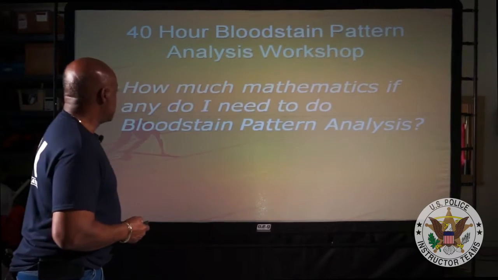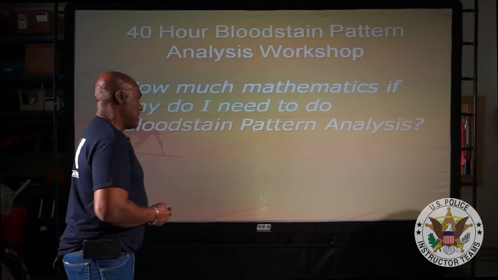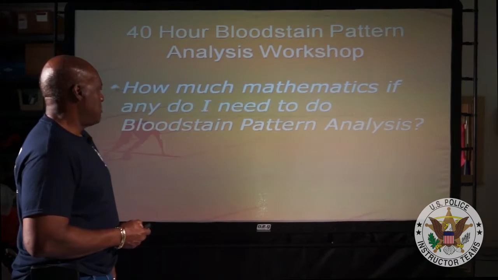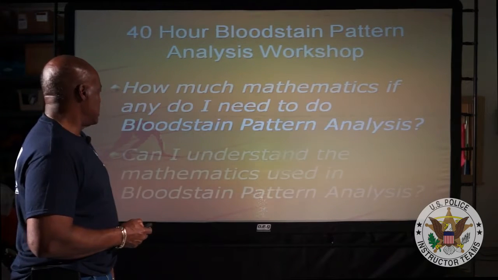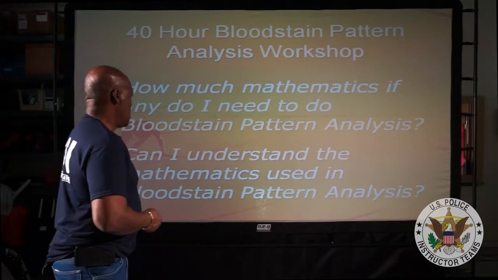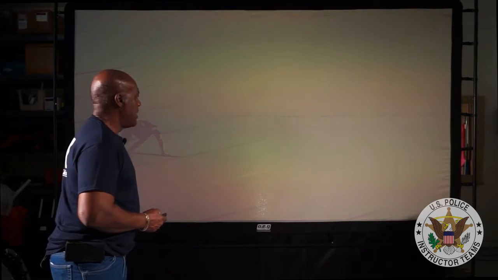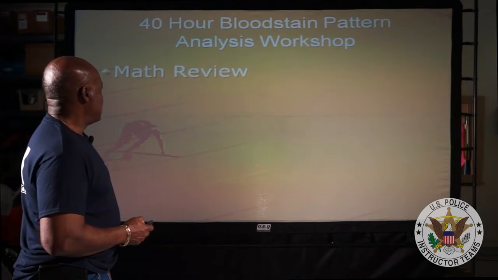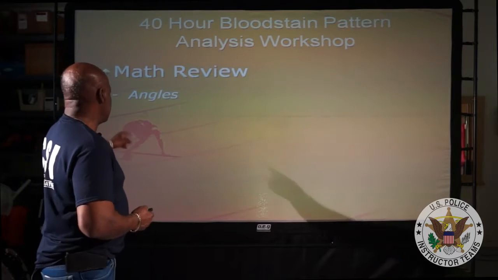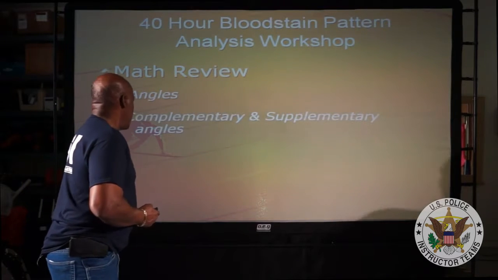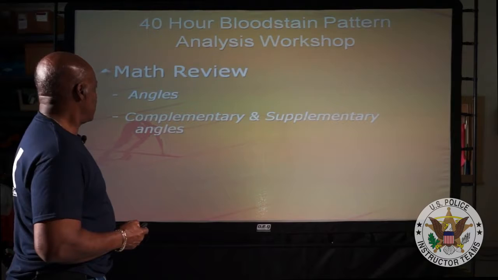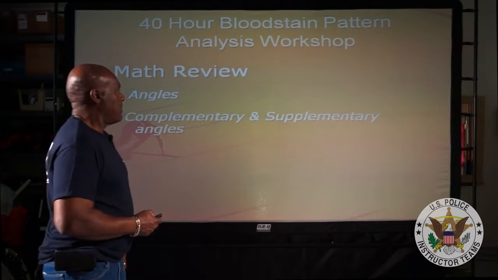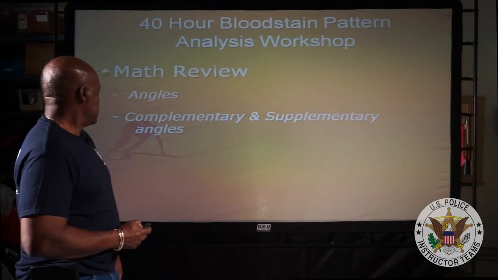How much mathematics is involved in blood stain? Again, it's very little, and we usually have a math review before we get into understanding the math involved in it. The math review would include angles, complementary and supplementary angles. Complementary angles mean they add up to 90 degrees. Supplementary mean the angles add up to 180 degrees.